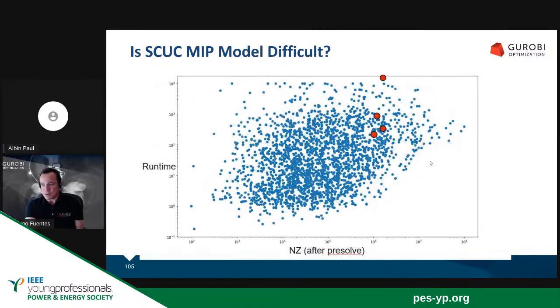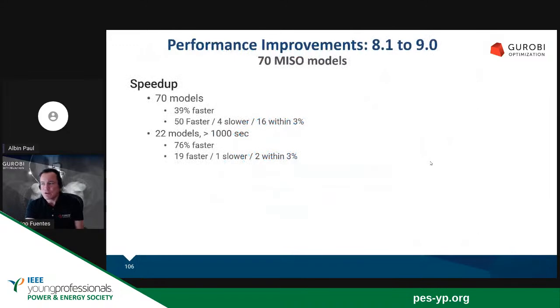If we look at the number of non-zeros after pre-solve, this is where we are. This gives you another measure of the size of the problem, the number of non-zeros, and the runtime based on the number of non-zeros. Those are typical SUC problems that you see in the red dots from a collection that we have.